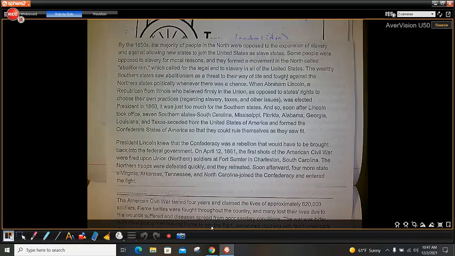By the 1850s, the majority of people in the North were opposed to the expansion of slavery and against allowing new states to join the United States as slave states. Some people were opposed to slavery for moral reasons, and they formed a movement in the North called abolitionism, which called for the legal end to slavery in all the United States. The wealthy southern states saw abolitionism as a threat to their way of life and fought against the northern states politically whenever there was a chance.